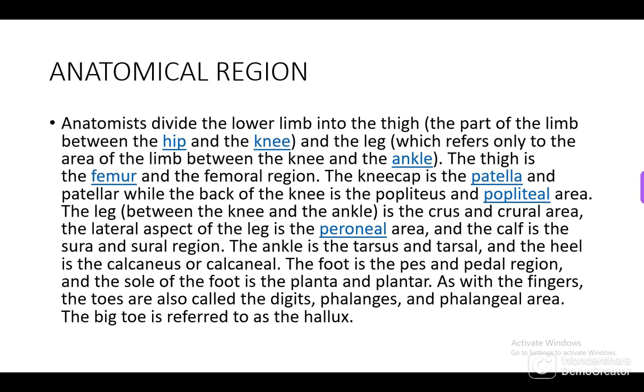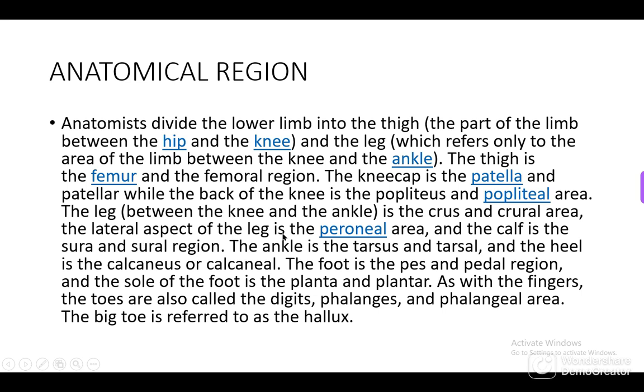The anatomical regions again divide into the lower limb. The thigh is the part of the limb between the hip and the knee, and the leg refers only to the area of the limb between the knee and the ankle. The thigh is the femoral area, the femur and the femoral region. The kneecap is the patella, while the back of the knee is the popliteal fossa, or popliteal area. The leg between the knee and the ankle is the crurus. This is the crural part, crural region.